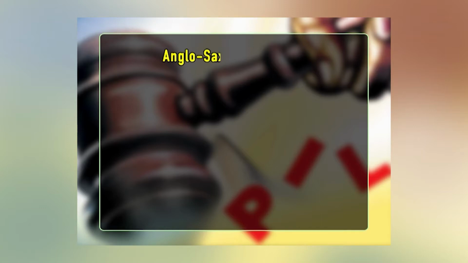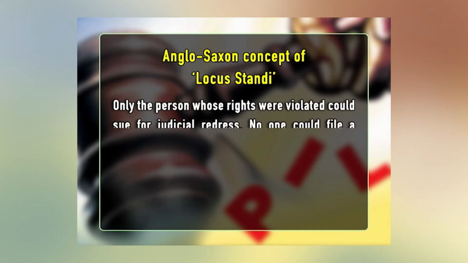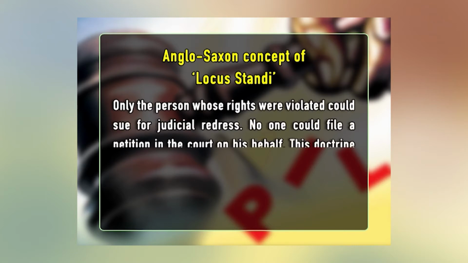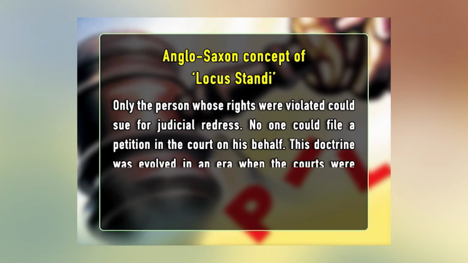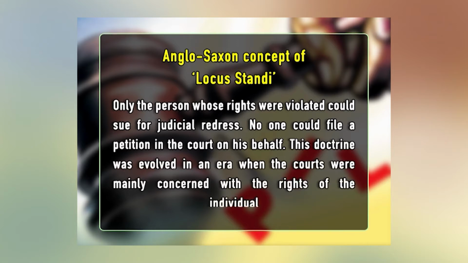The Latin words locus standi signify the legal right of a person to file a suit or conduct a litigation in a court of law. According to the traditional Anglo-Saxon concept of locus standi, only the person whose rights were violated could sue for judicial redress. No one could file a petition in the court on his behalf. This doctrine was evolved in an era when the courts were mainly concerned with the rights of the individual.